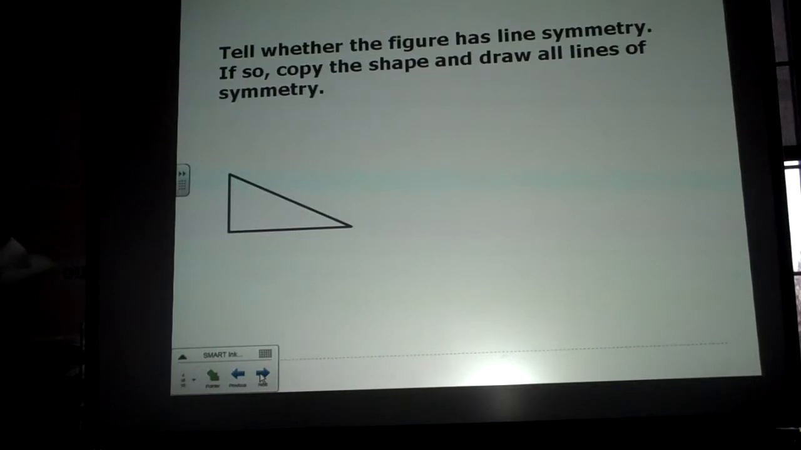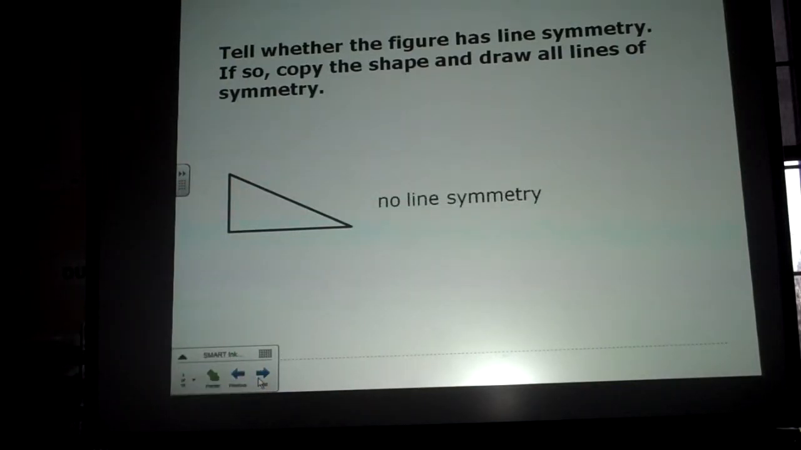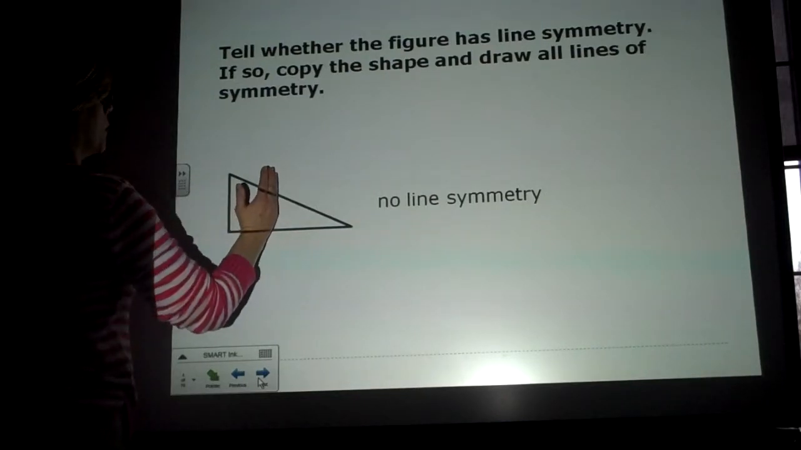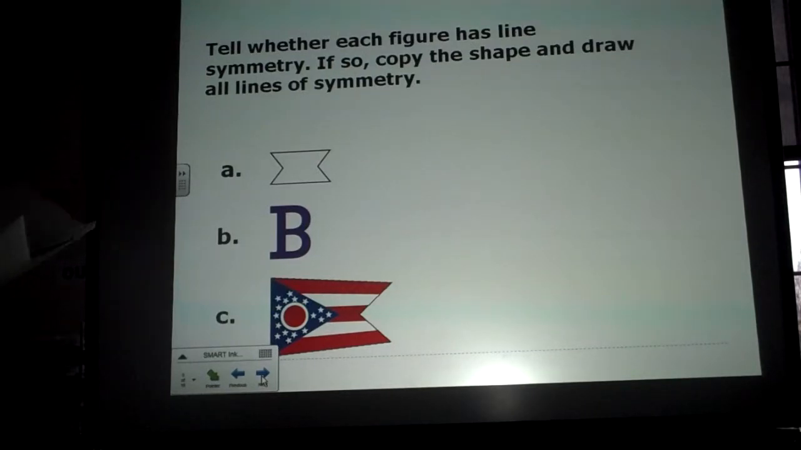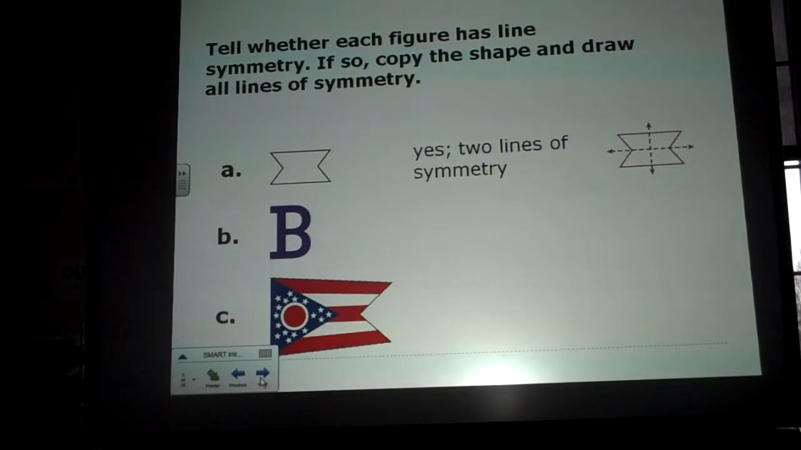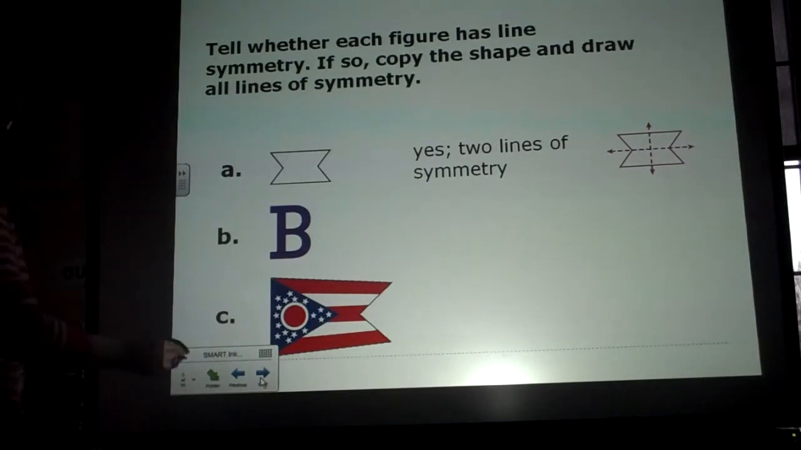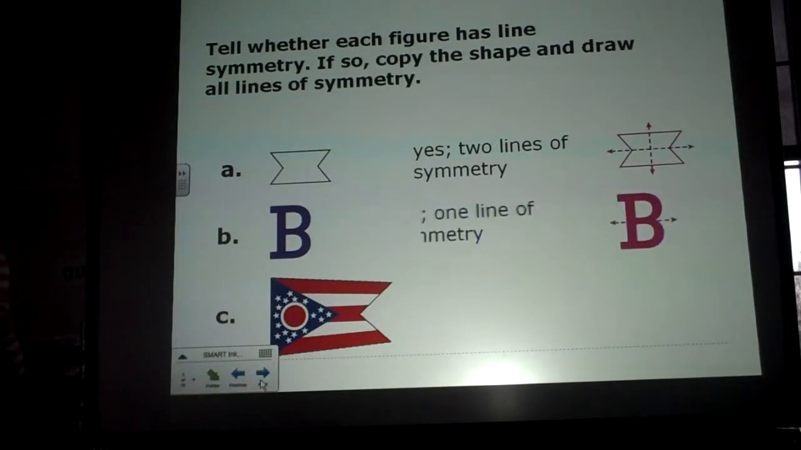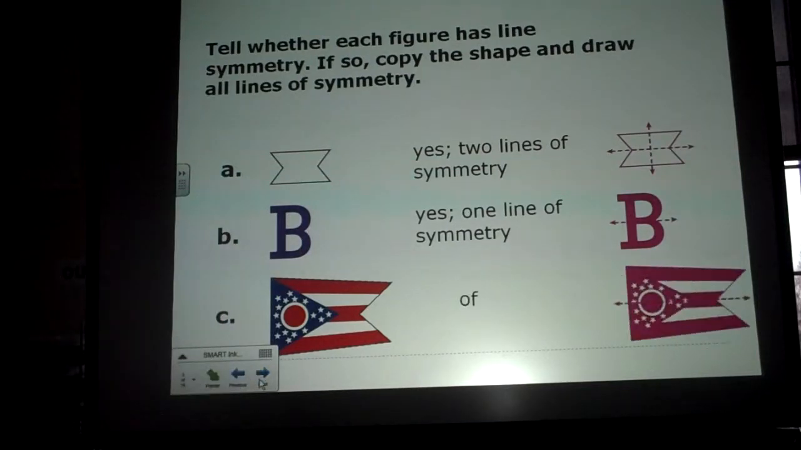Tell whether this figure has line symmetry. And it does not. There's nowhere where you can draw a line where it has the line of symmetry or the reflection symmetry. Okay, what about shape A here? Yes, 2 lines. You can do it horizontally or vertically. What about B? Yes. You can do it horizontally. And then what about the flag here? Yes, 1 line of symmetry.